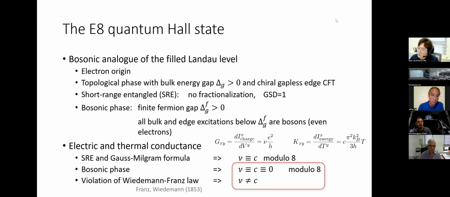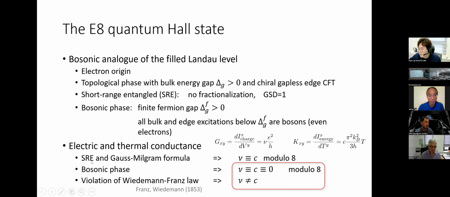We can also discuss the electric and thermal conductance, the charge Hall and thermal Hall conductance of this topological phase. So there are some consistency relations or restrictions it must follow, because the system has energy and charge symmetry, and therefore we have two indices that characterize its topology. One is the filling number nu that is associated with the electric Hall conductance, and the other one is the central charge C that is associated with the thermal Hall conductance.